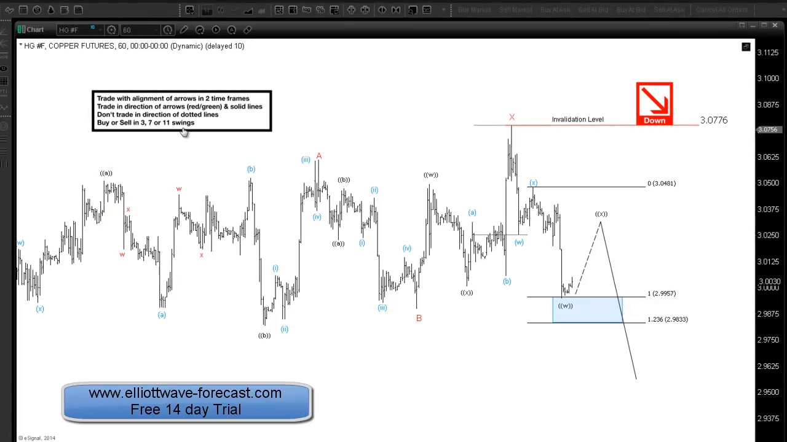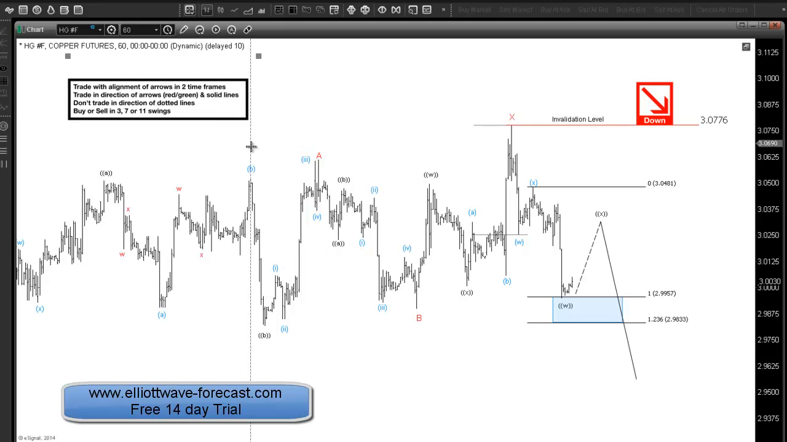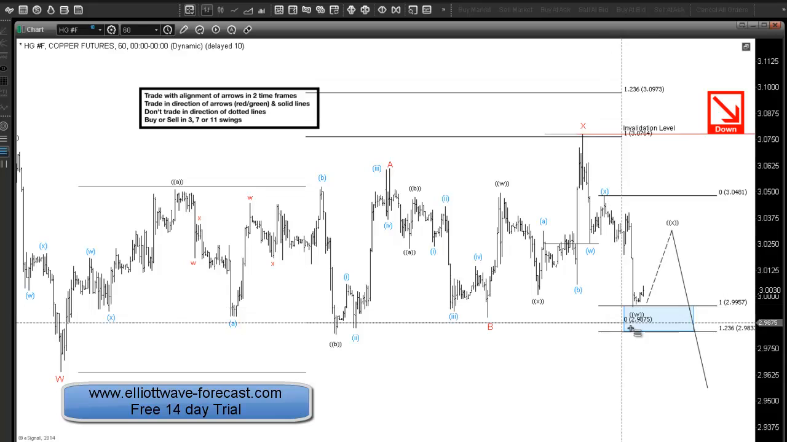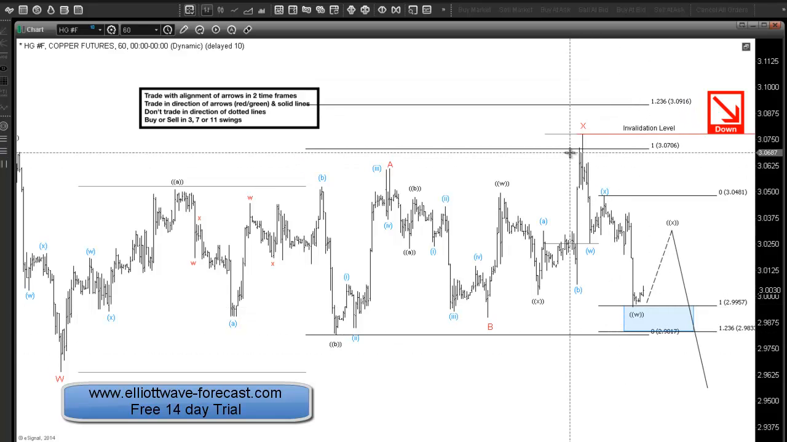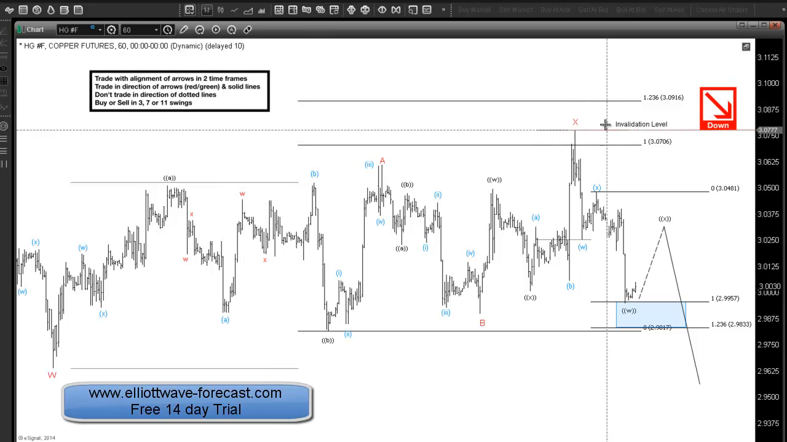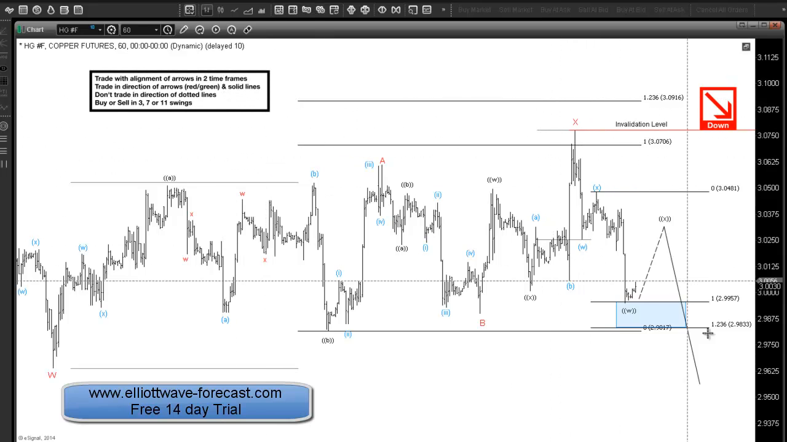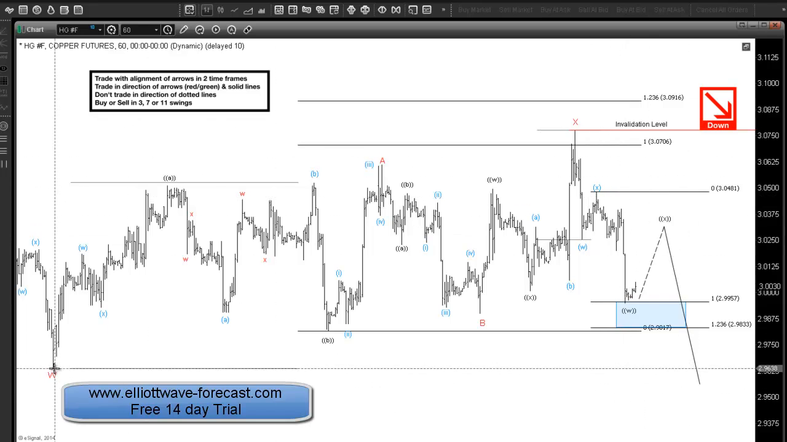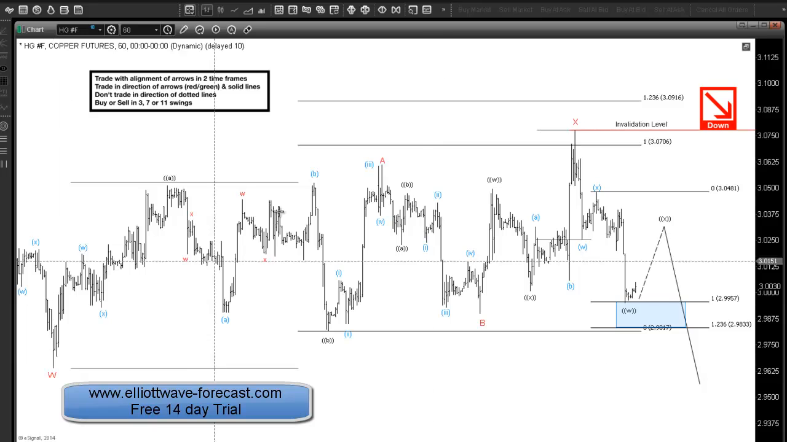In today's video, we're going to take another look at copper. We had a look at copper about a week ago, in which we said that copper could go up and test this area over here. It could test this area between 3.07 to 3.09, where it should find sellers, and we would like to sell it up there for a move lower, for new lows below this 11.5 low.